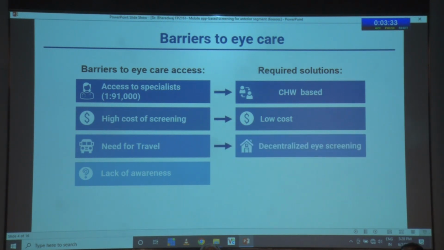So the current solution is developing a mobile app for screening for anterior segment diseases, an initiative by community health workers. So the need for specialists has been reduced, and it is very cost effective. The high cost for screening has been brought down. The need for travel has been decentralized because this happens at the patient's locality, and because community health workers and people in the local area are involved, this also gives us an opportunity to enhance awareness regarding blindness in our society.